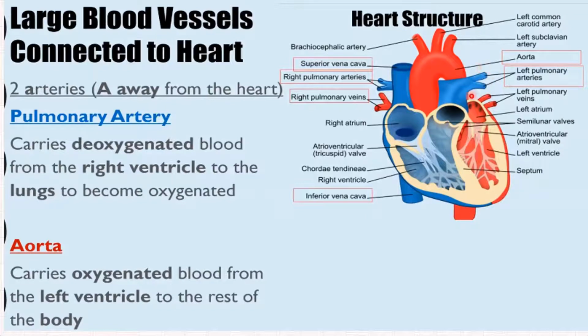And even though they're carrying deoxygenated blood, they're called arteries because they're taking blood away from the heart to the lungs for oxygenation, right? And then comes the aorta, the widest or largest artery, which carries oxygenated blood from the left ventricle to the rest of the body. So this much about the arteries. Arteries carry the blood away from the heart. We have two: the pulmonary artery and the aorta.